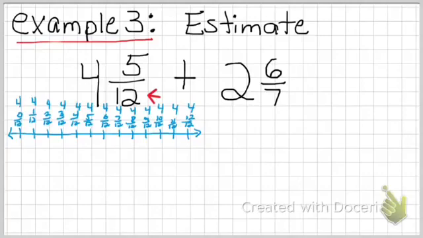Well, 4 and 0 twelfths, 0 twelfths is 0. 4 and 0 is 4. That would be my lower round down. Go all the way up to the right. 12 twelfths is 1, so 4 and 1 is 5. That would be if I rounded up.